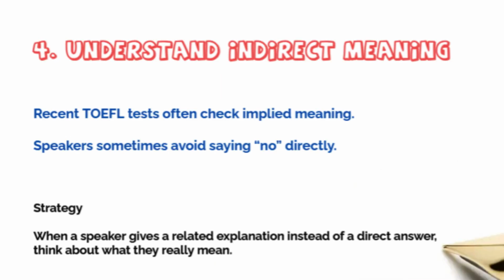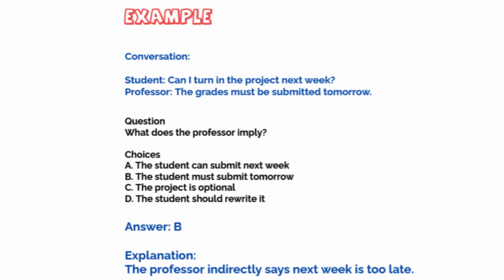Fourth, understand indirect meaning. In many cases, especially in recent TOEFL exams, speakers do not give direct answers. Instead, they imply their meaning. So if a speaker avoids saying no directly and gives a related explanation, you need to interpret the real meaning behind the words. For example, if a student asks, "Can I turn in the project next week?" and the professor replies, "The grades must be submitted tomorrow," the professor is indirectly saying that next week is too late. So the correct interpretation is, the student must submit it tomorrow.